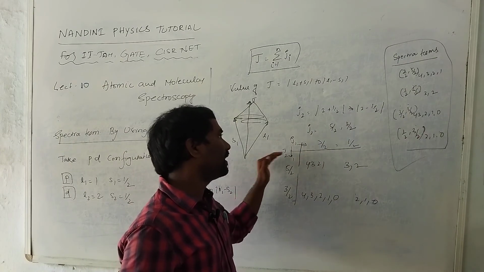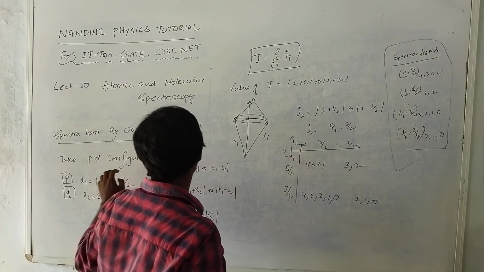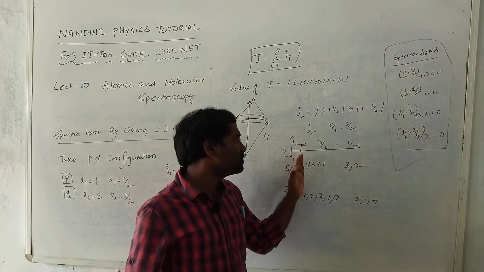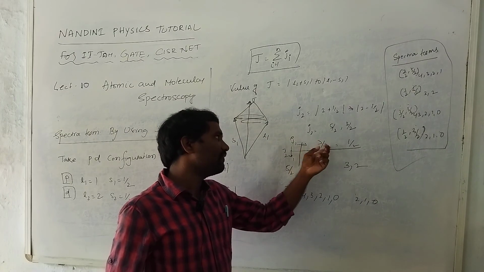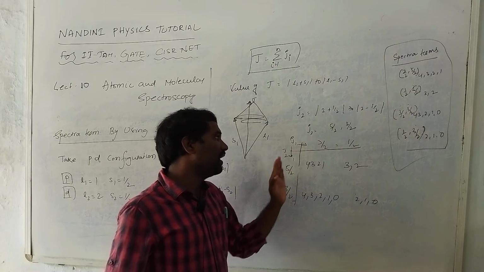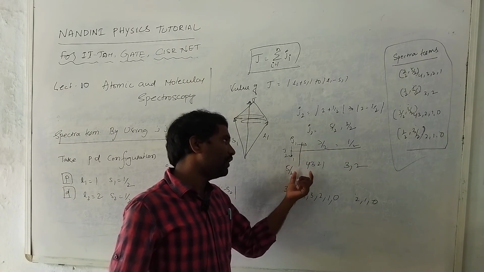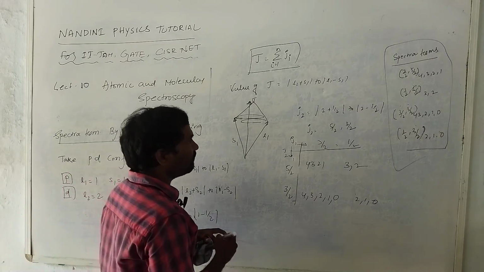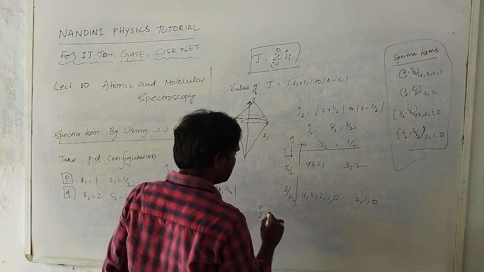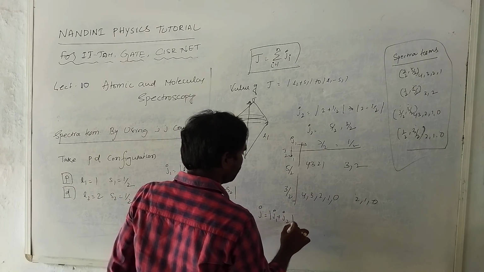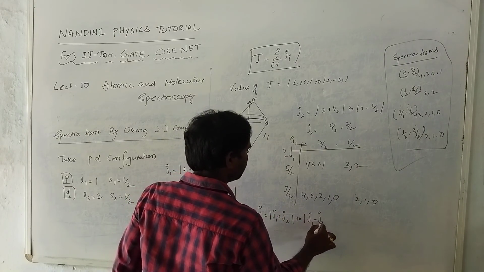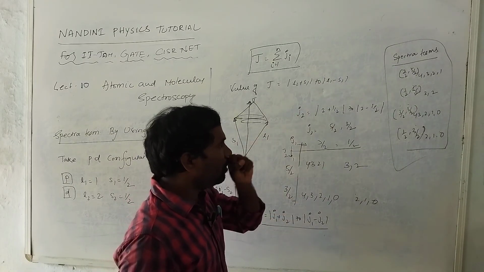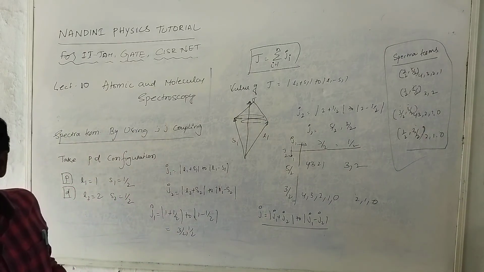Using the same technique as in the non-equivalent electronic configuration, because these are non-equivalent electrons, I use this chart. I write the J1 values here and the J2 values here. Finally, I use the same formula: J is equal to J1 plus J2 down to J1 minus J2. Using this formula I can expand and get the spectral terms.